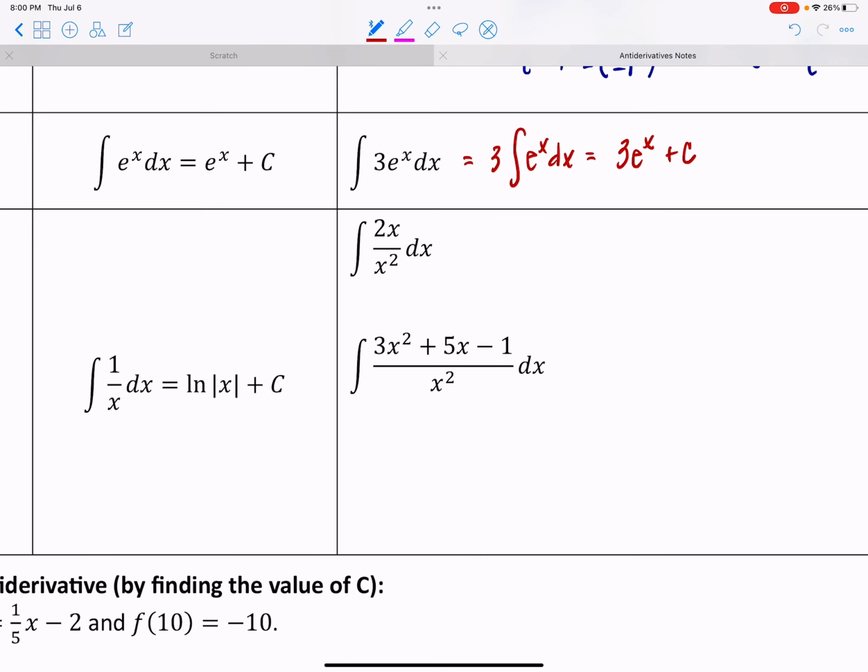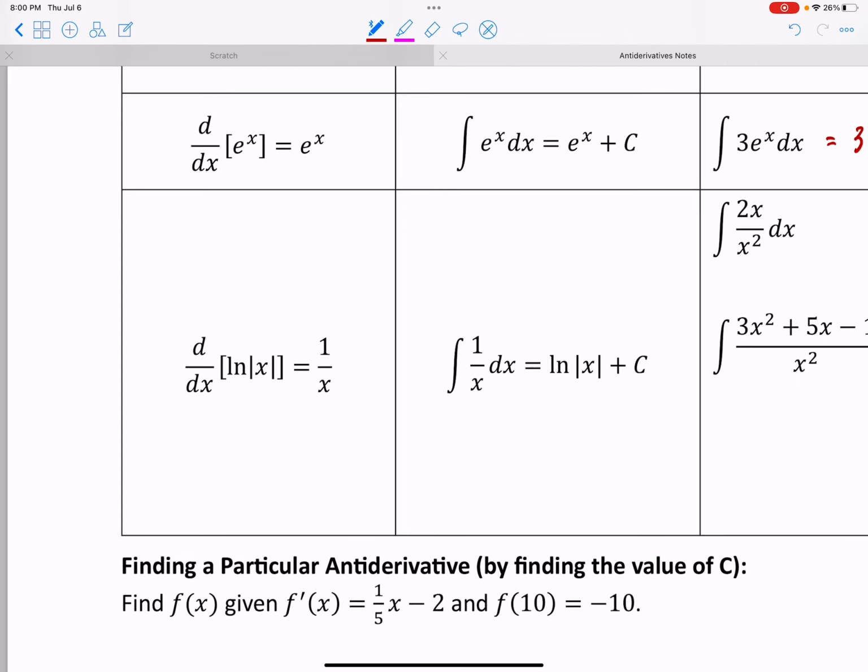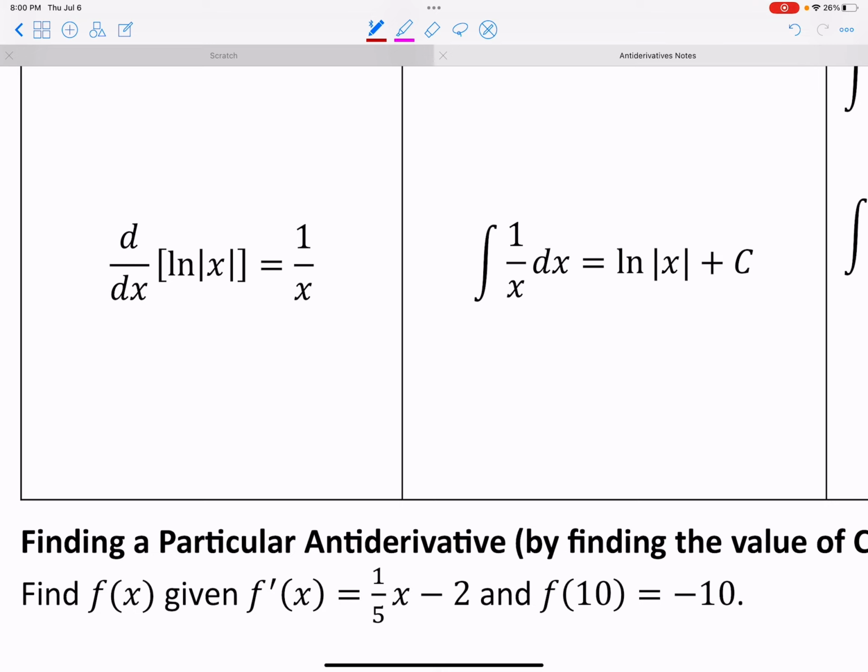All right, last one we're going to talk about is the natural log and 1 over x, that connection there. So when we're taking the derivative of the natural log, we said the derivative of natural log of x would be 1 over x. Now remember, we talked about the absolute values being proper notation there, because whether x is positive or negative, we ended up with the same derivative.